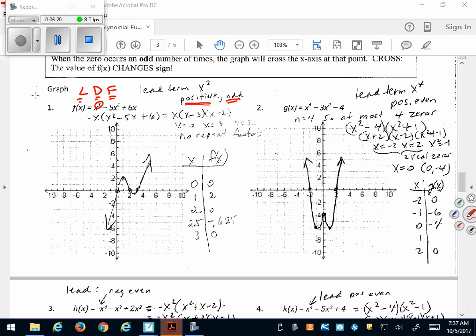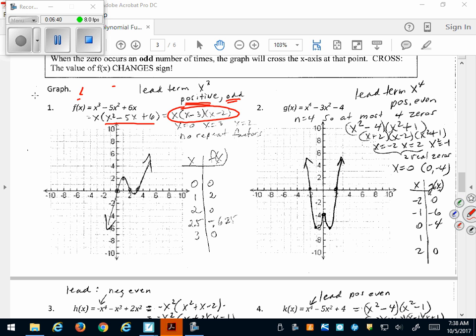So factor this, and we get, pull out an x. You're left with x squared minus 5x plus 6. You can factor that some more. So this is what you end up as your final factored form.